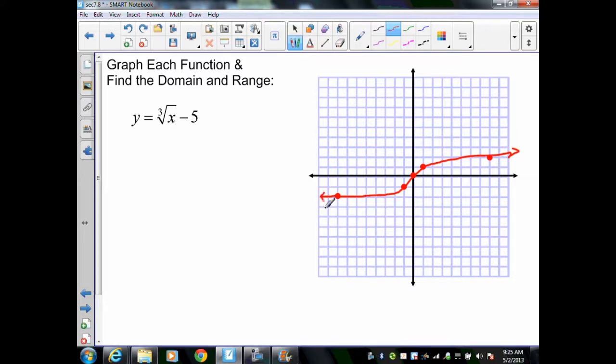And now just translate the ordered pairs specified in my function. And this is the cube root of x minus 5. So each ordered pair has to go down 5 units: 1, 2, 3, 4, 5.